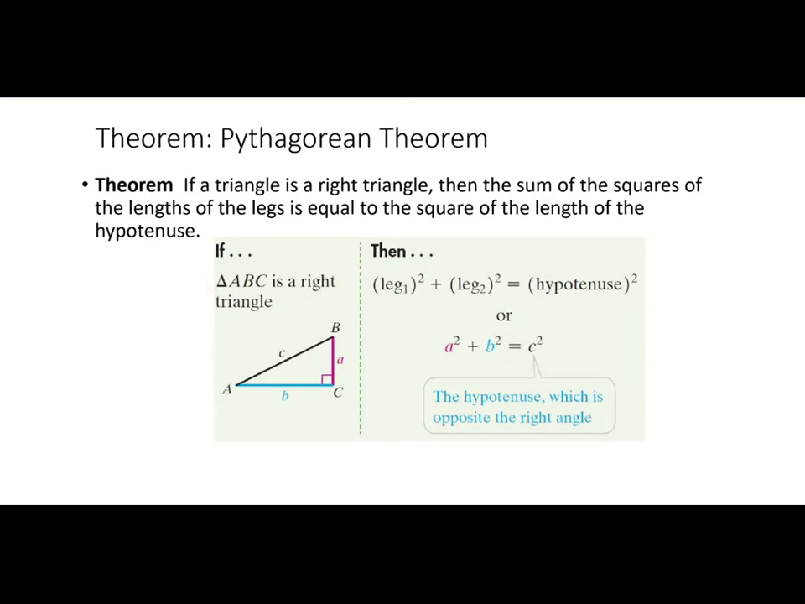Alright, so the Pythagorean Theorem says if a triangle is a right triangle, then the sum of the squares of the lengths of the legs is equal to the square of the length of the hypotenuse. So you may have remembered the Pythagorean theorem as a squared plus b squared equals c squared. A and b are the legs. They are what makes up the right angle in the right triangle. And then c is always the hypotenuse. It's the longest side opposite that right angle.